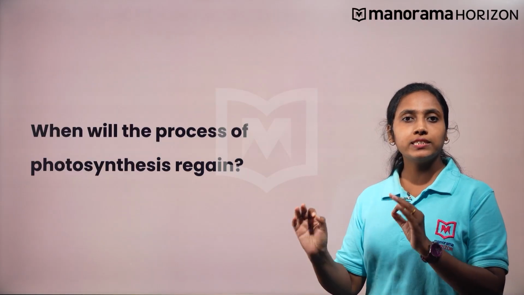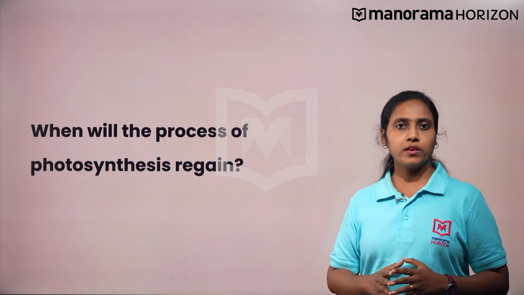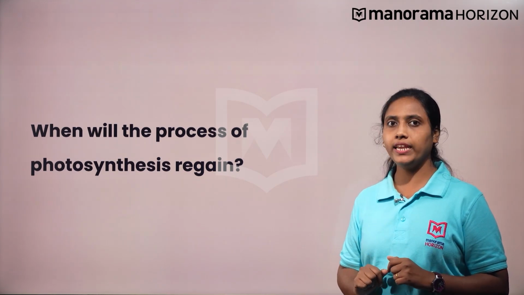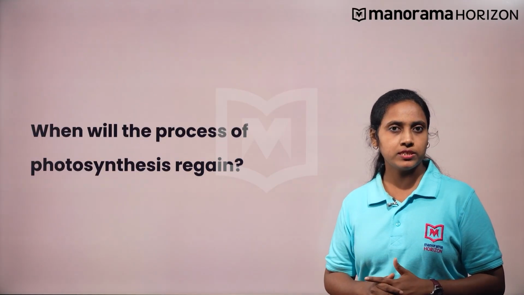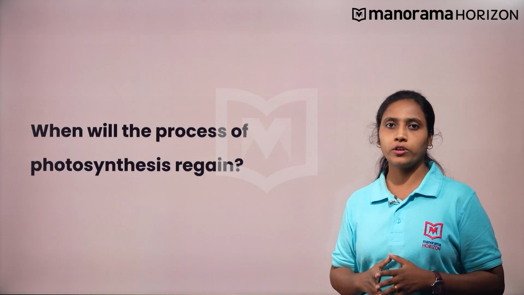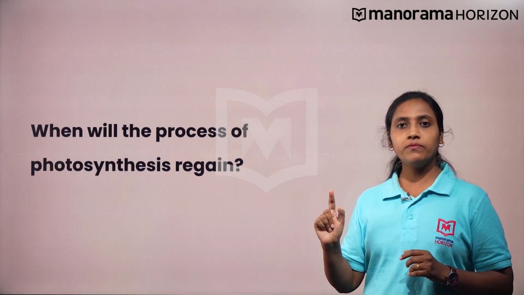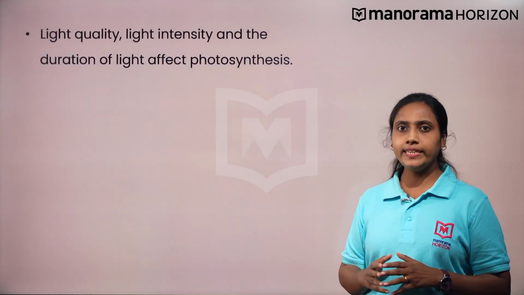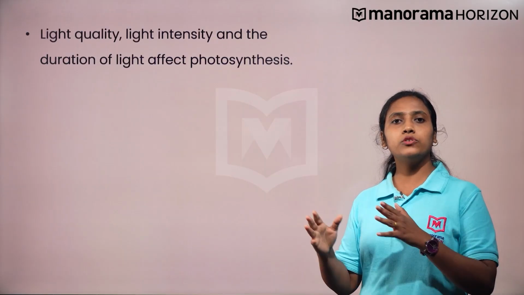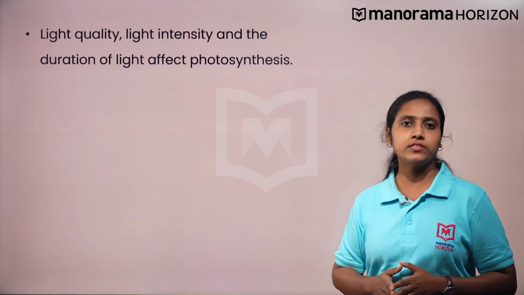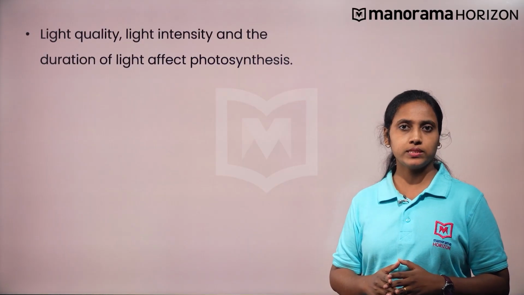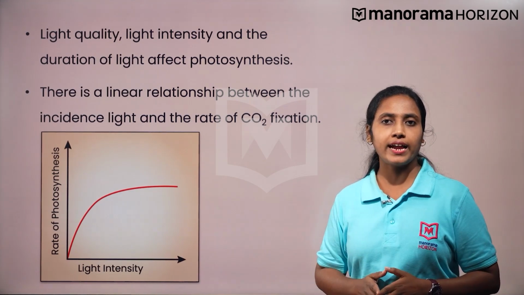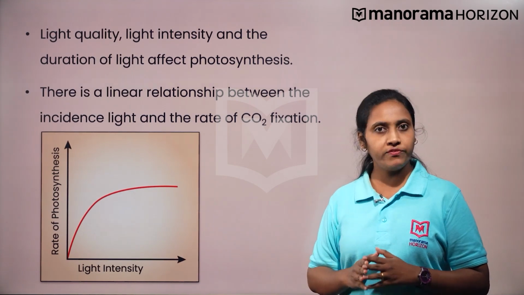Now, let's discuss the external factors in detail. We already know that there are four main external factors, namely light, carbon dioxide concentration, temperature and water. Well, let's start with the first factor, that is light. Light quality, light intensity and the duration of light, all these three factors affect the process of photosynthesis. Interestingly, you can see there is a linear relationship between the incident light and the rate of carbon dioxide fixation.